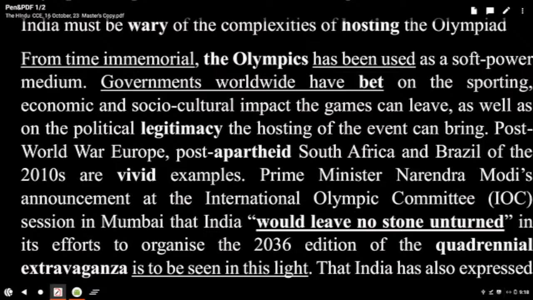When they experience our culture, obviously they will like Indian culture, no second thoughts about that. And when they come from other countries, we also get an exposure to the culture of other countries. Many benefits are there. Governments worldwide have bet on the sporting, economic and socio-cultural impact the games can leave, as well as, underline as well as.